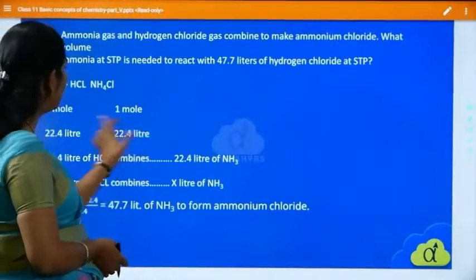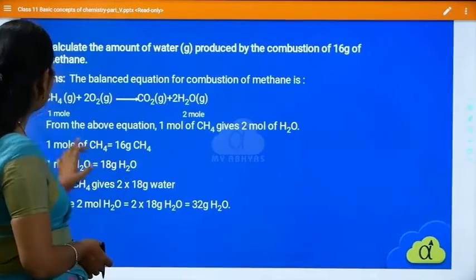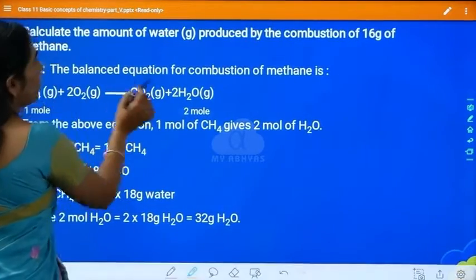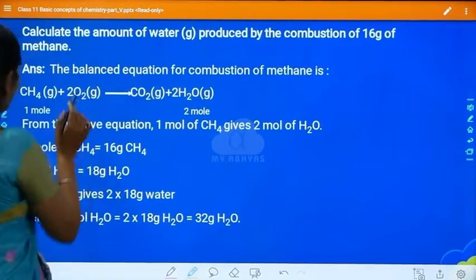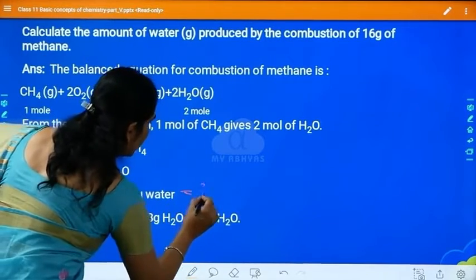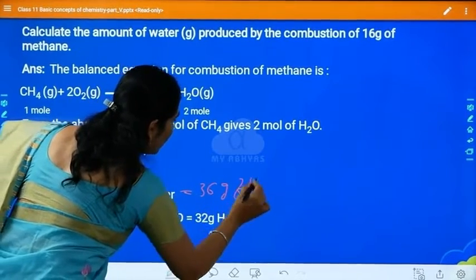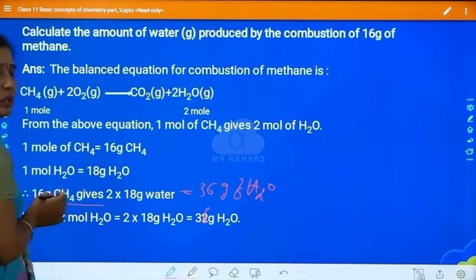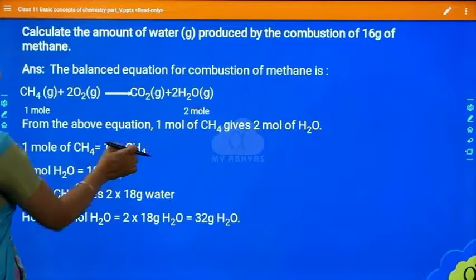Actually, the previous one, once again I will tell. Please, students, listen here. Amount of water produced by the combustion of 16 gram of methane. See, 16 gram of methane gives 36 gram of water. That is the meaning here. Please don't get confused. So this is how you can calculate.